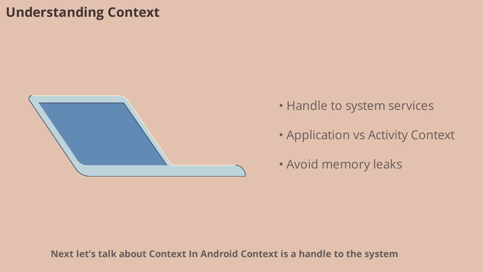Next, let's talk about context. In Android, context is a handle to the system, providing services like resource resolution, database access, and more. There are two main types: application context, which is tied to the app's lifecycle, and activity context, which is tied to a specific activity's lifecycle. Knowing when to use each is crucial for avoiding memory leaks and ensuring your app behaves as expected.